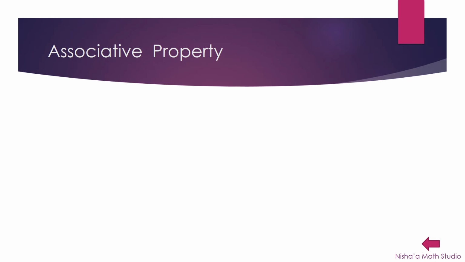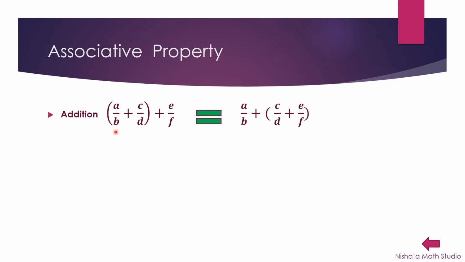Here we are seeing associative property. In the associative property, we are changing the group of the rational numbers to be added. That is, A by B plus C by D is added first because they are inside the bracket. To the sum of this, we are adding E by F. On the other side, we are adding C by D plus E by F first because they are inside the bracket. A by B is outside the bracket. So the sum of this we are adding then A by B. The result of both will be same. So associative property holds good for addition.